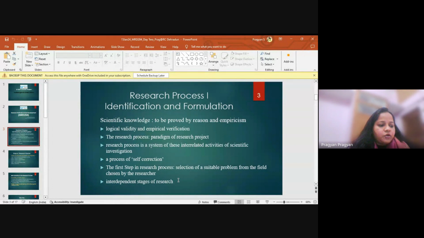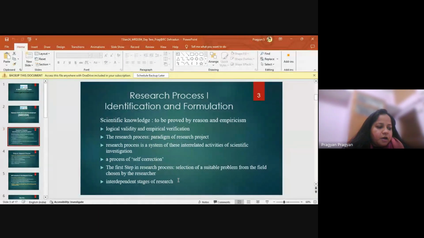There are lots of resources, but why do we call it scientific knowledge? Only because logical validity has to be established here. So, this whole research process about which we are going to talk is actually going to be the compatibility between logical validity and empirical verification. You can understand it in terms of subjective and objective aspects of research.